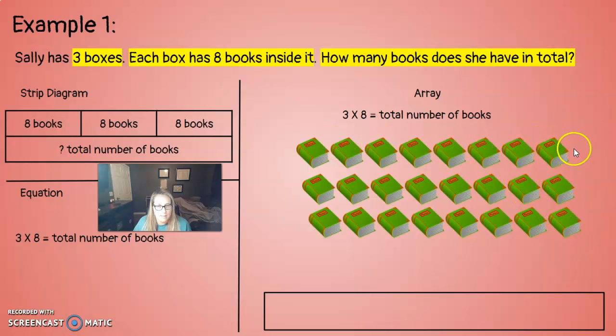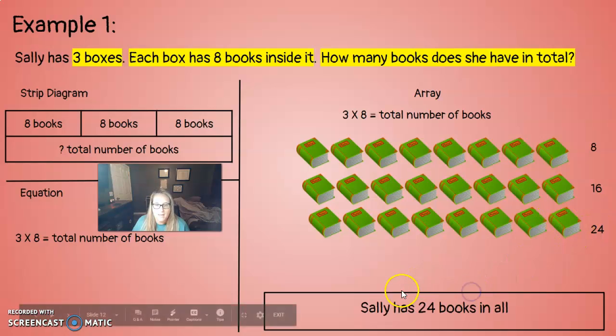I like to skip count by 8s. So I made little notes to myself. So I went 1, 2, 3, 4, 5, 6, 7, 8, and I wrote down my 8 so I didn't forget where I was at. 9, 10, 11, 12, 13, 14, 15, 16, and I wrote it down because I didn't want to forget where I was at. 17, 18, 19, 20, 21, 22, 23, 24, and I was done. So I know that Sally had 24 books in all. Let's try another example.